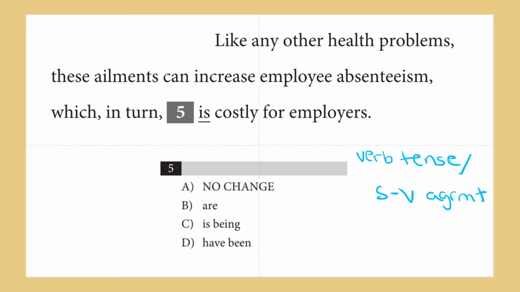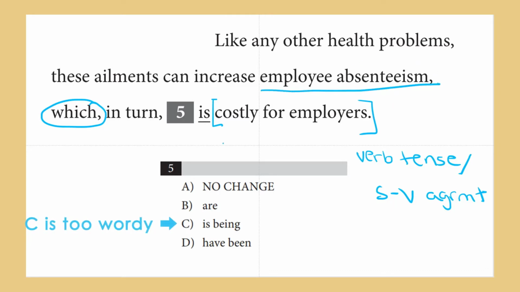The question still stands, who or what is costly for employers? Okay, so a key word you want to note here is this word which. Why is this so important? Because whatever the which is referencing is going to be the thing that is costly for employers. In this case, it is employee absenteeism. And absenteeism is singular, so it's going to be is, and that means no change on this question.